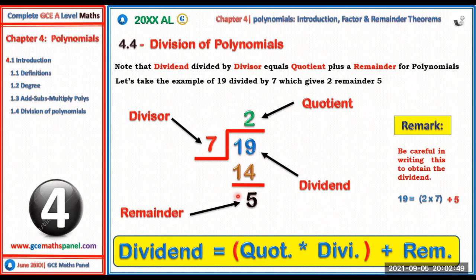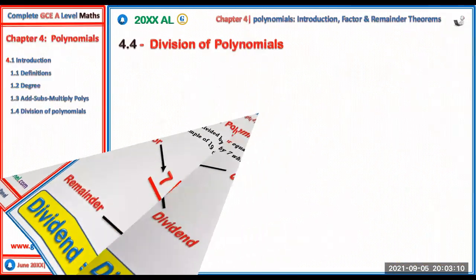Note that if you divide and the remainder is 0, then it means you have divided by a factor. For example, 6 divided by 2 is 3. The remainder is 0. Why? Because 2 is a factor of 6. So whenever you divide a number by a factor of that number, the remainder is 0. And that is what we discussed in the factor and remainder theorems, which we are going to see shortly.